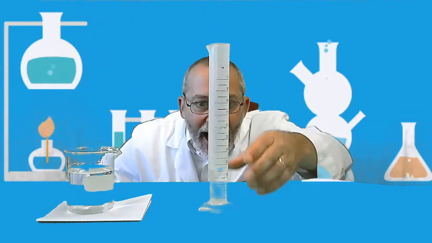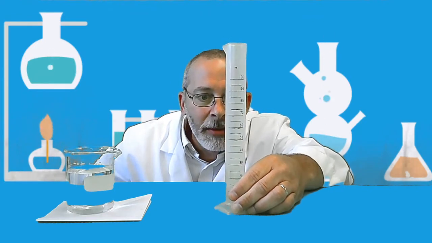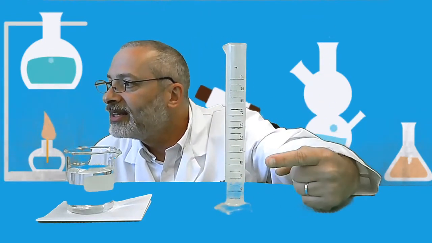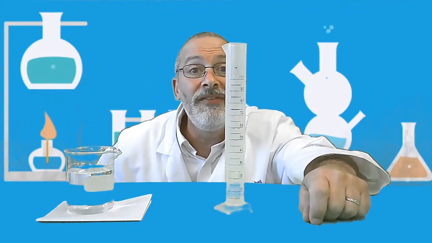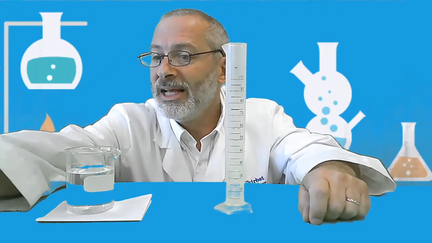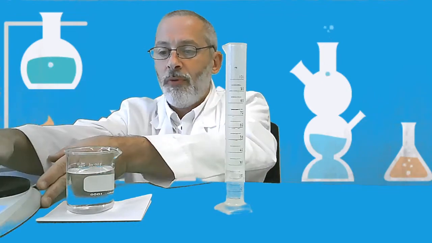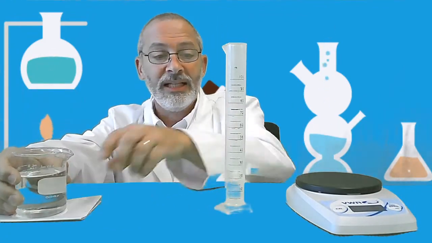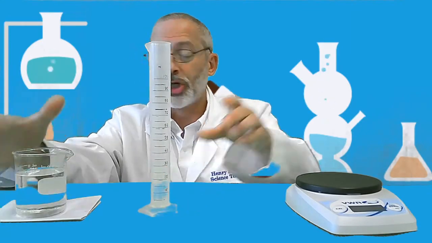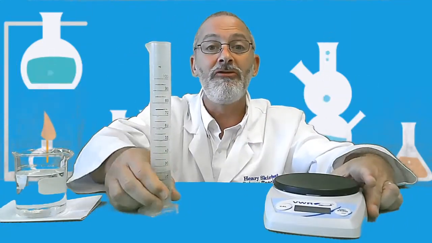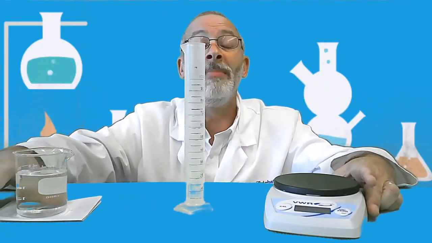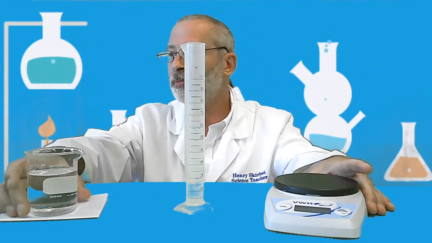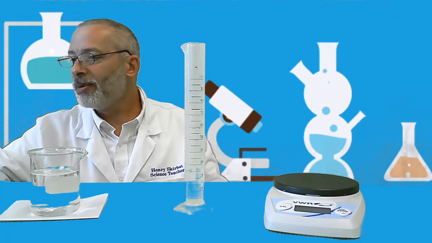Oh, and look at that. I'm looking at the bottom of the meniscus. Not sure if you can see that, but it is exactly 25 milliliters of water. Now, what is milliliters a measure of? Everybody, what are milliliters a measure of? Volume. That's right.